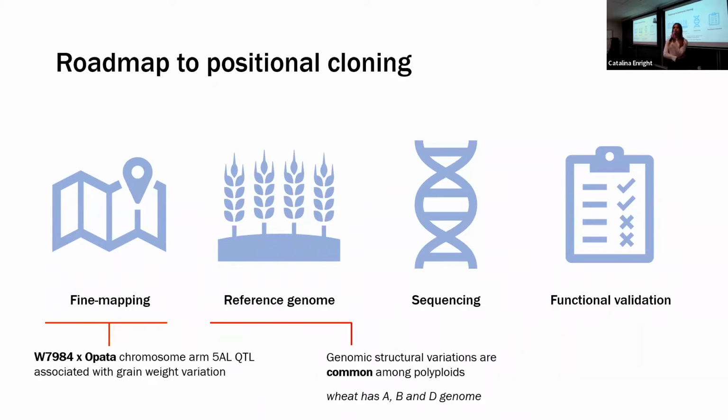And I'm going to jump into the story now of how I tried to positionally clone the QTL on chromosome 5A on the long arm, and how it was overpowered by a structural variant, and present some recommendations to the field that I hope can help reduce the likelihood of mapping in the wrong direction and are more sensitive to these structural variants that are common in polyploids.